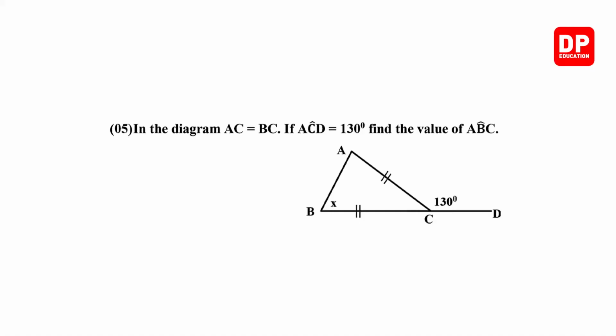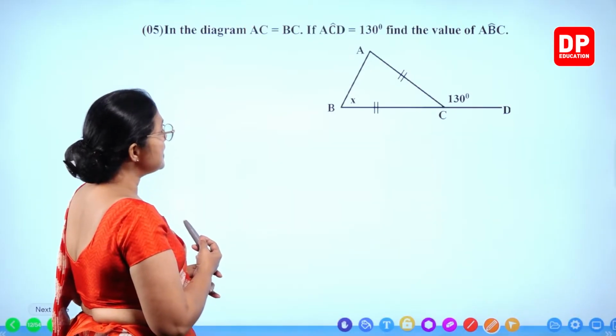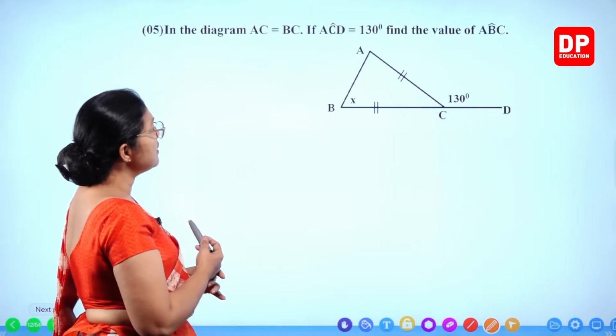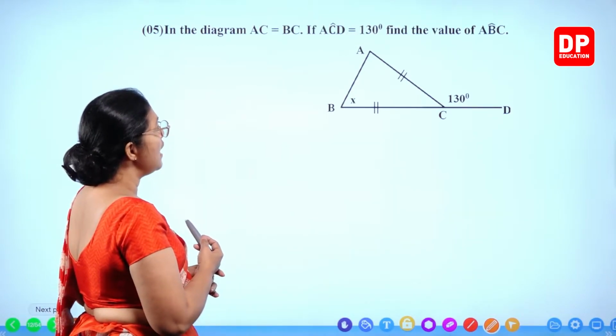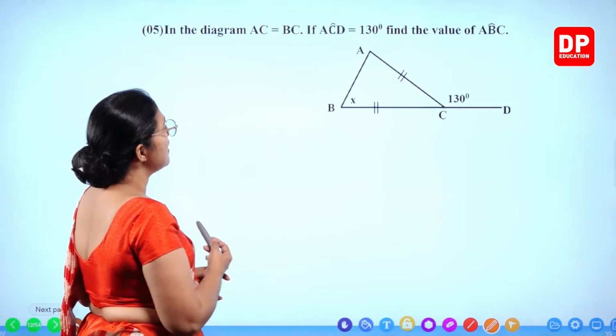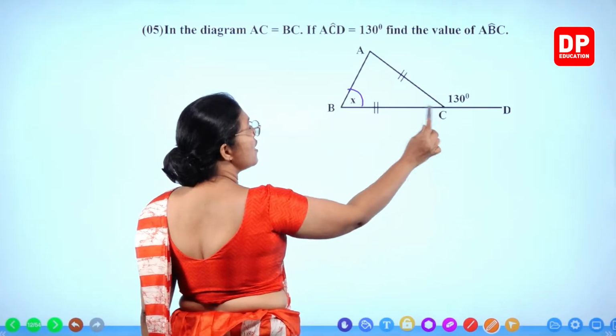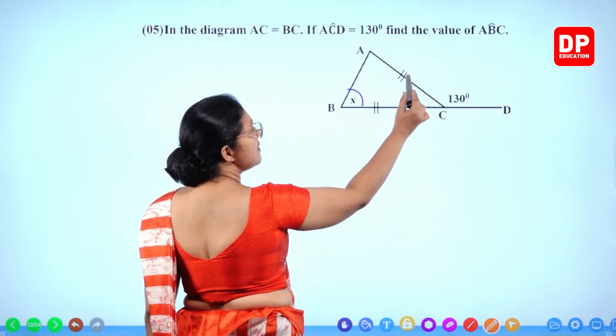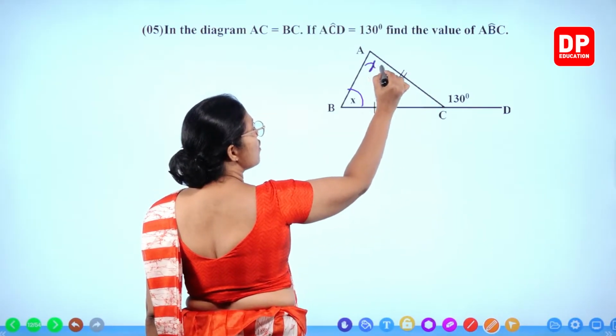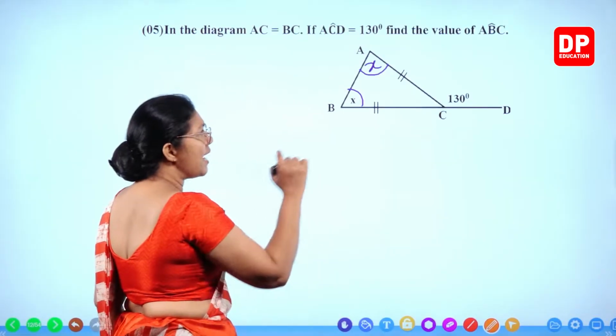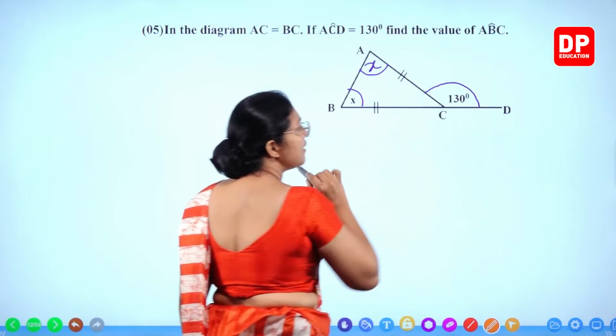Question number 5. In the diagram, AC is equal to BC. If ACD is equal to 130 degrees, find the value of ABC. That's x. Now, according to this one, this is an isosceles triangle. This length is equal to this length. That means this is also x. Then what can you say about this exterior angle?